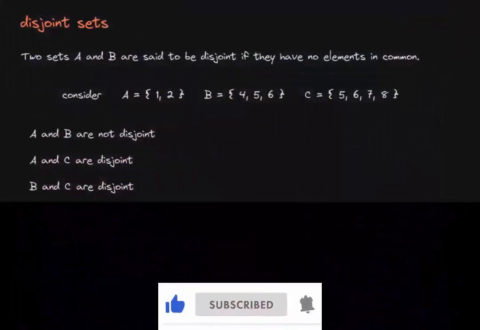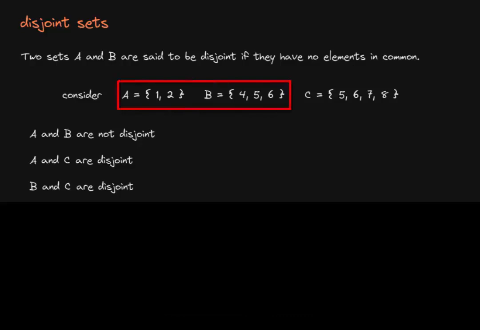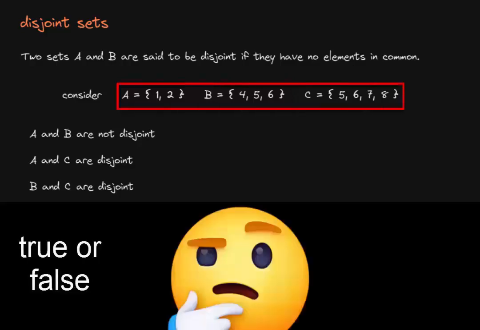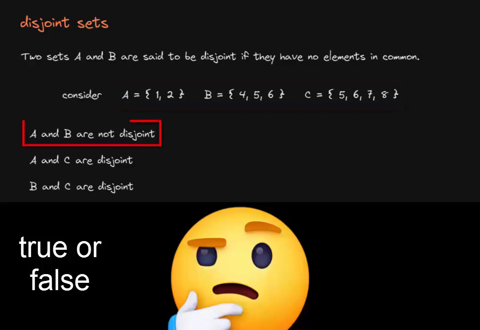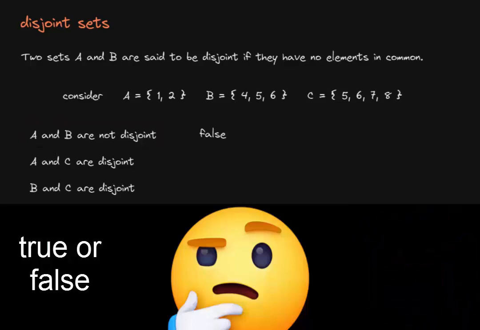What are disjoint sets? If A and B have no common elements, they are said to be disjoint from each other. Considering these three sets, A, B, and C, evaluate as true or false the following sentences. A and B are not disjoint, true or false? That is false. A and B have no common elements.